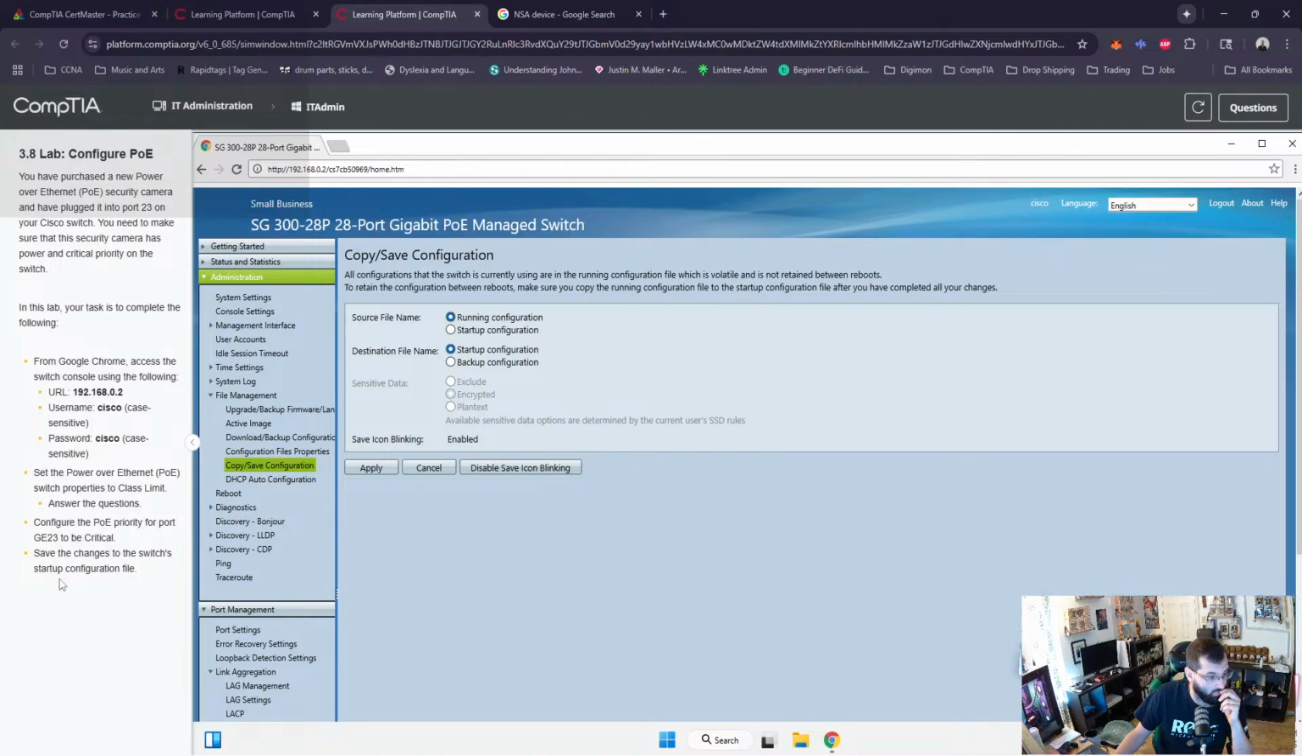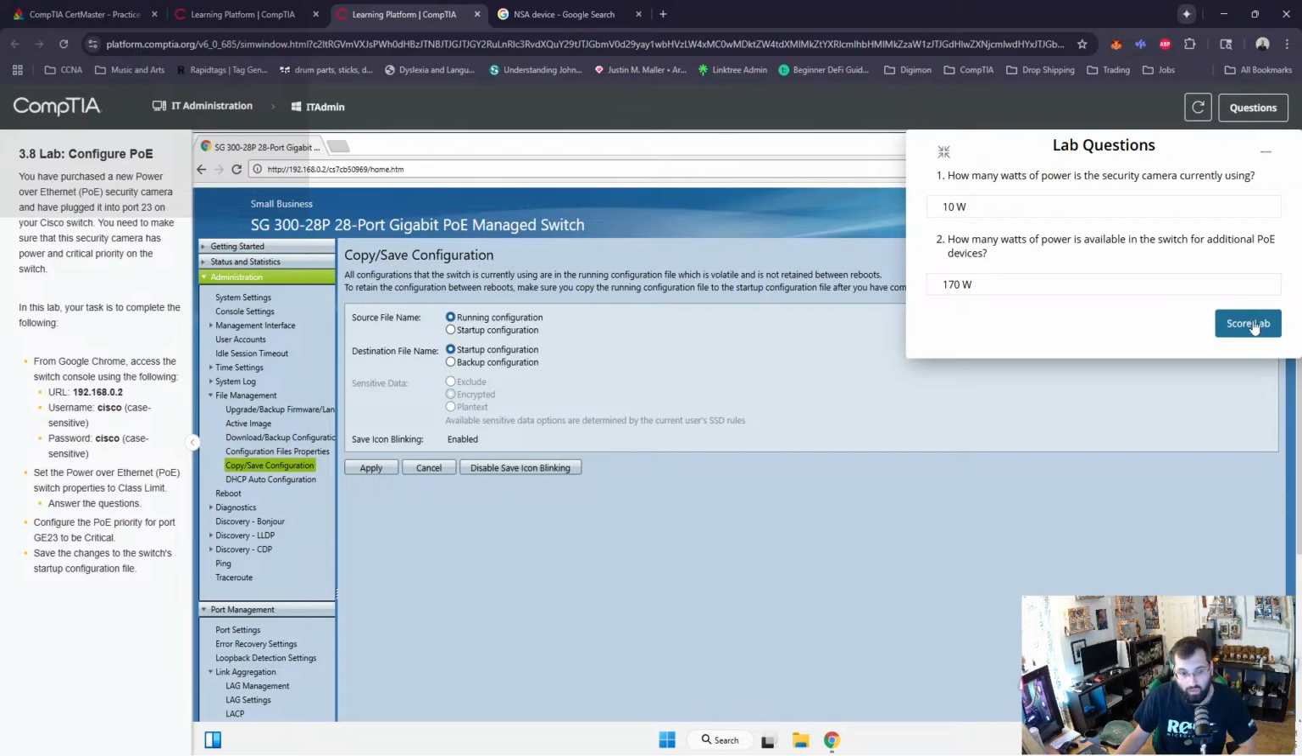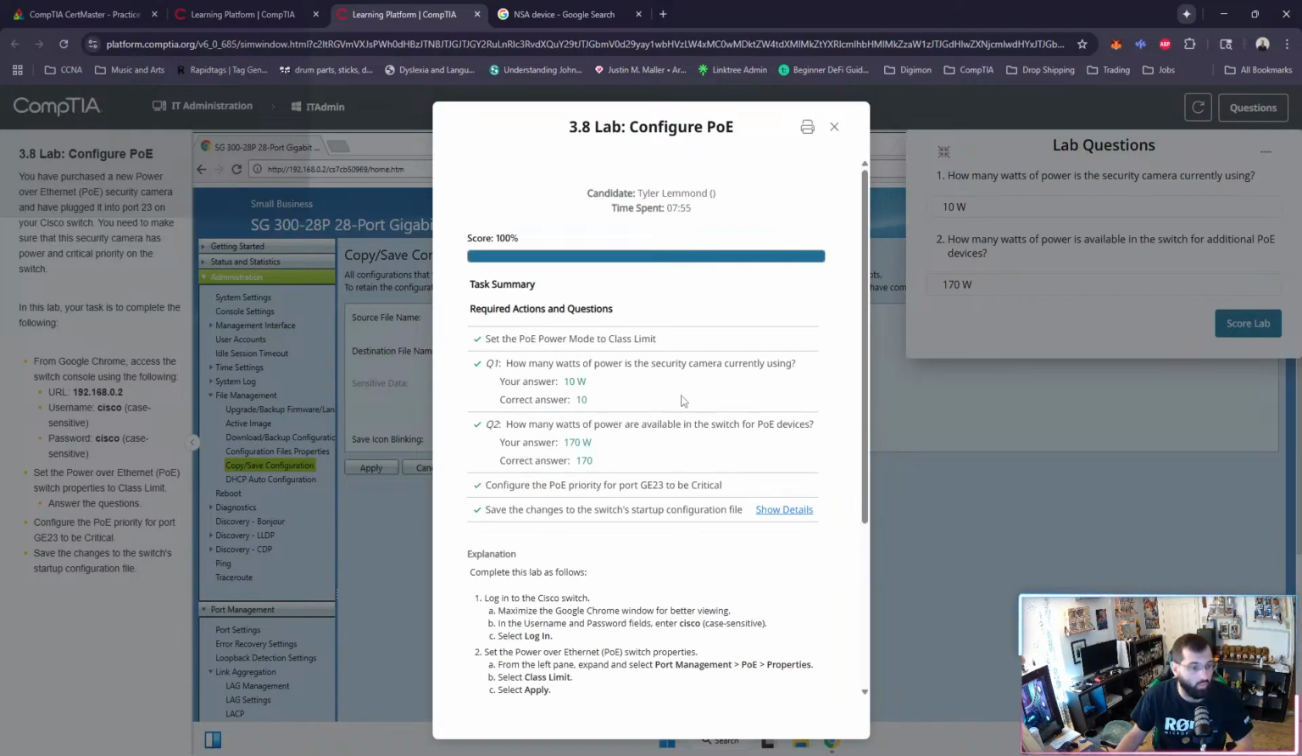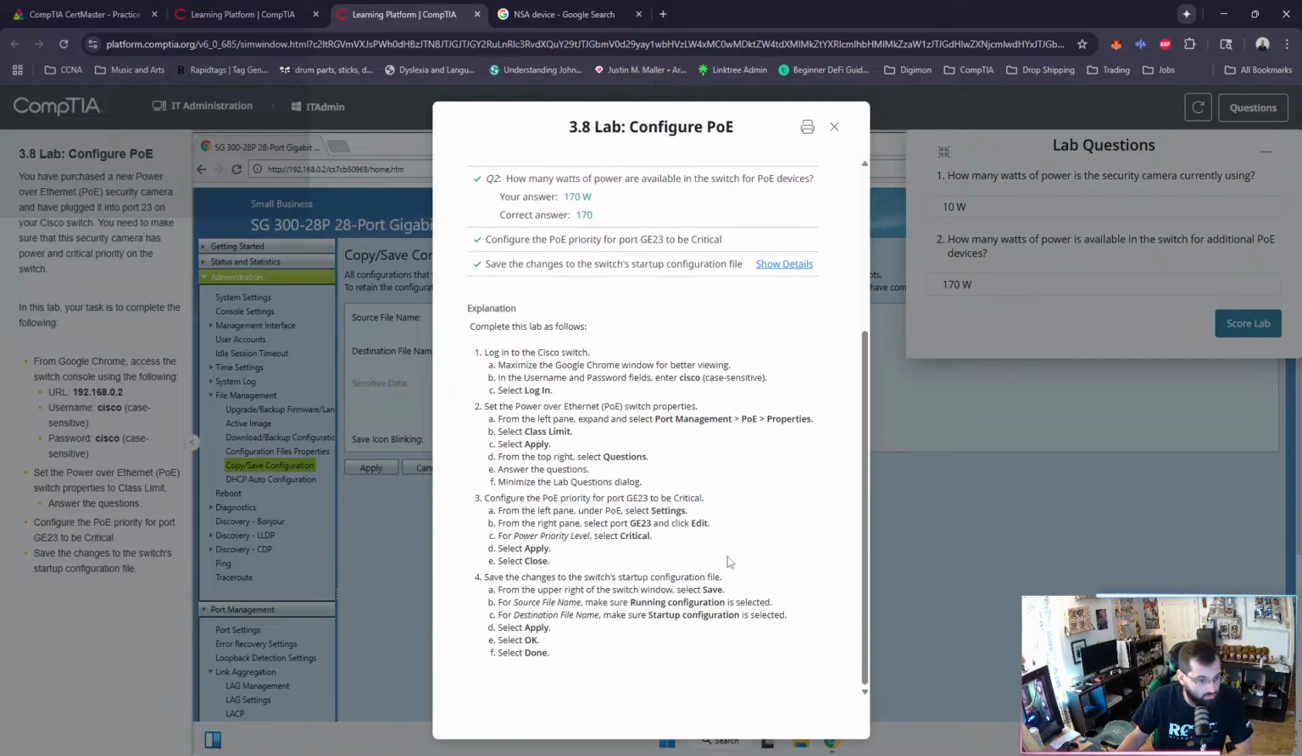Save the changes to the switch startup configuration file. Oh, I did that. Okay, let's see if that 10 watt is correct. I feel like... I'm not sure. No, it was. Okay, cool.